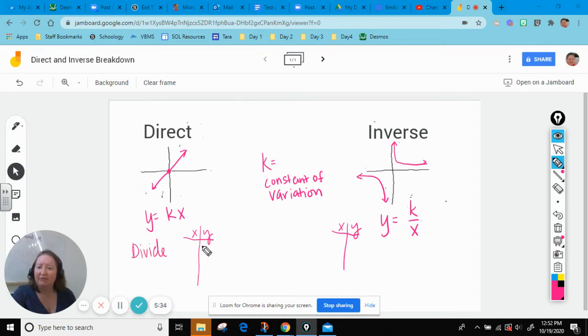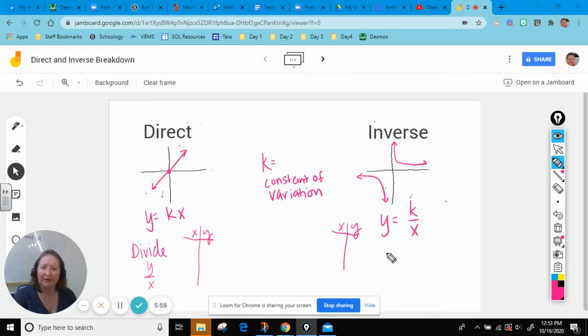So if I divide y by x over and over again, and it keeps giving me the same number, same number, same number, then division worked. First of all, that same number is the k, the constant of variation. And second of all, it is a direct relationship.